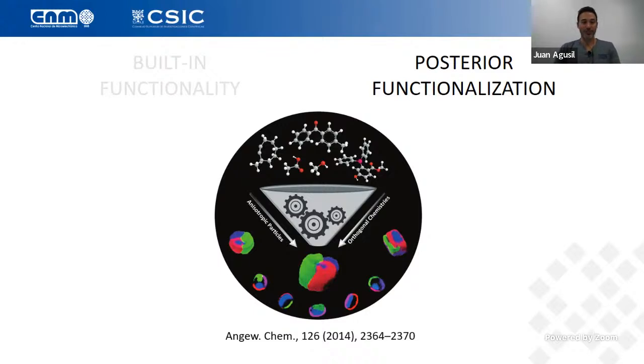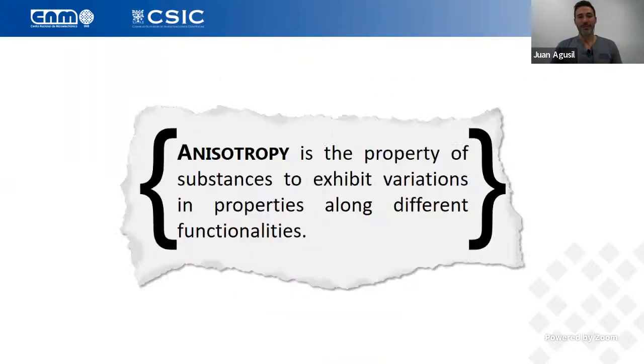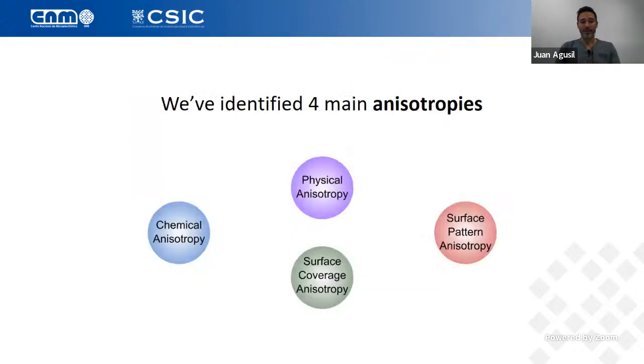In this case, you have to take into account two important things. First is the anisotropy of this microparticle, or the use of orthogonal chemistries. But what is anisotropy? Well, it's a property of a substance to exhibit variations in properties along different directions. What it means is that the outcome depends on how you measure the certain microparticle or substrate. So in our group, we've identified four main anisotropies: physical, chemical, surface coverage, and surface pattern anisotropies.